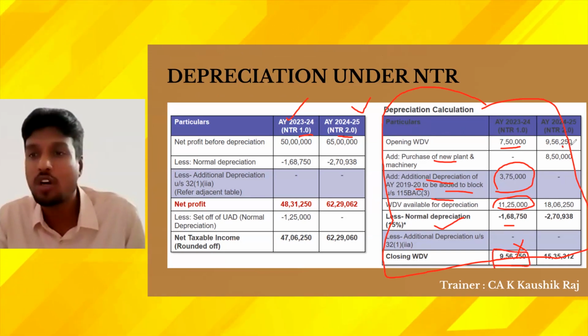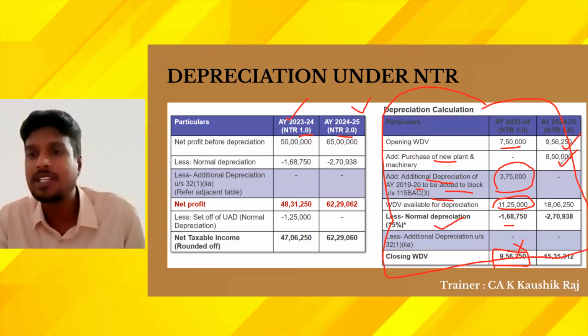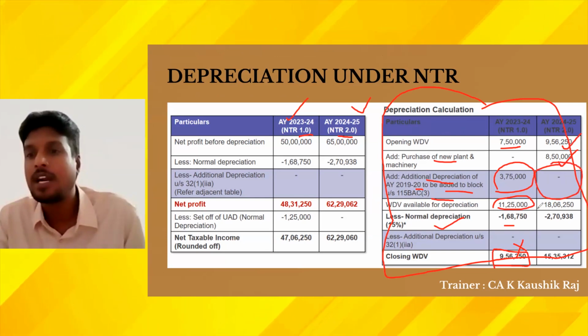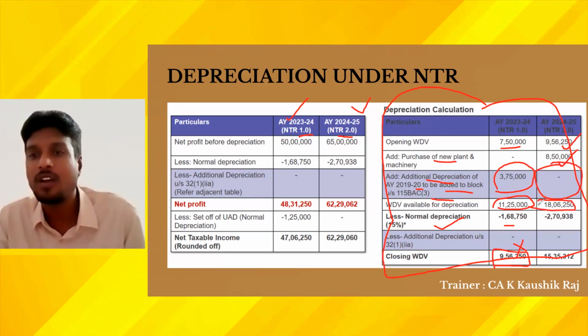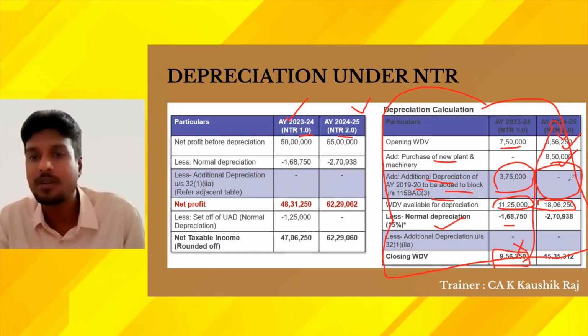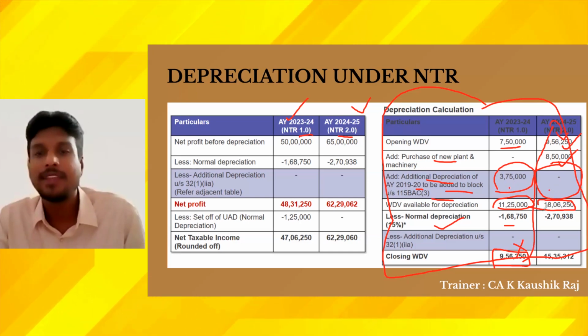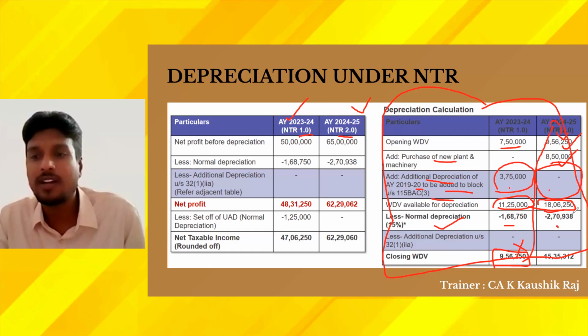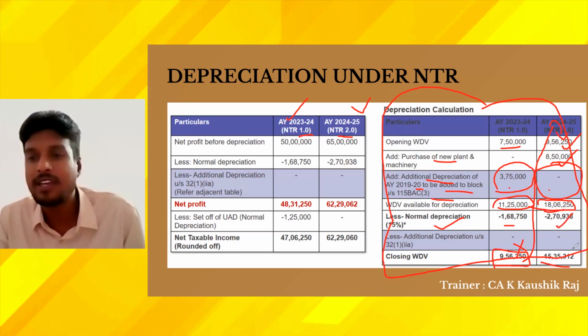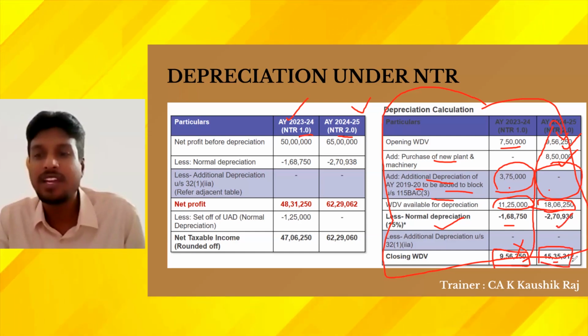Under new tax regime 2.0, he has purchased 8,50,000. Additional depreciation adjustment need not be done. WDV available for this 9,50,000 became the opening balance. From there, you're taking. So additional depreciation adjustment is already done in 23-24. You need not do here. Thereby, WDV is 18 lakh 6,000. You get the normal depreciation of 2 lakh 70. So WDV will become 15 lakh 35.